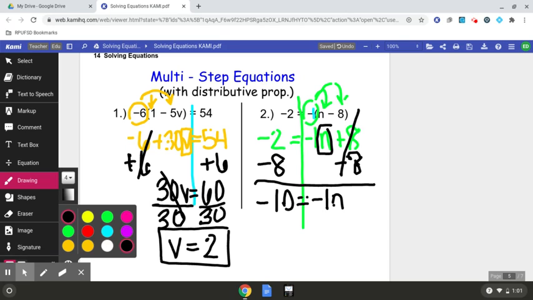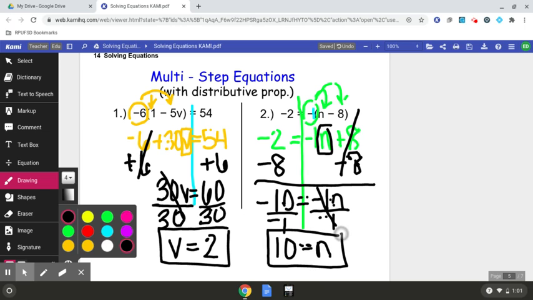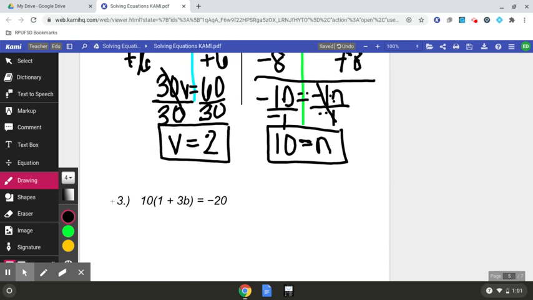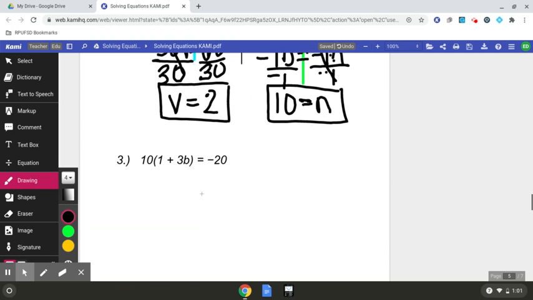So we're almost done, but we still have a negative 1 attached to this n. And in order for me to undo that, since this is multiplication, we're just going to divide by negative 1. So I'm going to end up with positive 10 is equal to n. Okay, so those are some equations that involve the distributive property. We have a third one here, so what I would do is pause the video and try this.